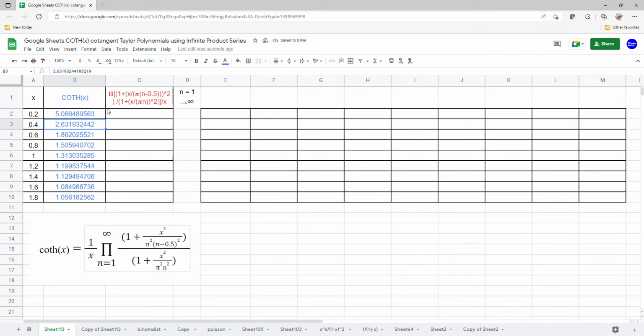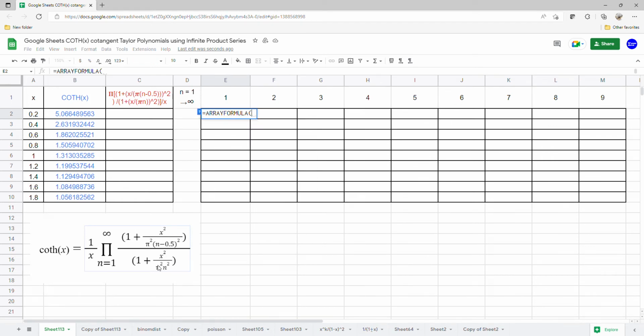And the infinite product series expansion, which is 1 over x times pi, big pi, of 1 plus x squared over pi squared times n minus 0.5 squared, all over 1 plus x squared over pi squared n squared, where the value of n is from 1 to infinity. So we can start with 1 up to infinity. 9 is good enough.